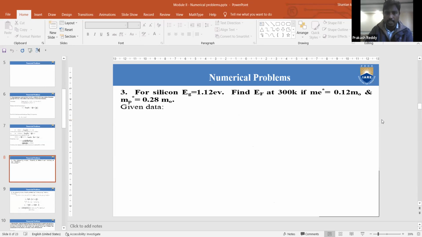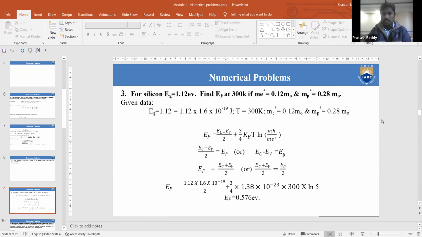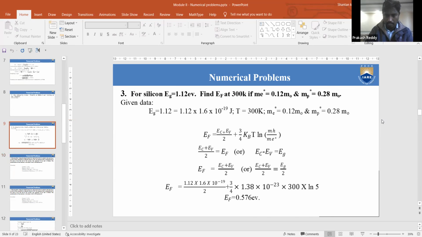And for silicon, the energy gap is given and EF at temperature. Find EF, the Fermi energy level, at the temperature 300 Kelvin. If m_e star and m_p star are given, use the formula EF equals (EC plus EV) by 2 plus 3 by 4 kT log of m_h star by m_e star. We solve the problem. That is EF equals 0.576 electron volts.